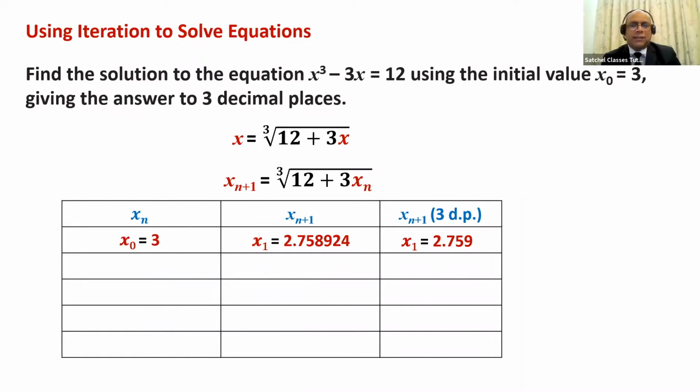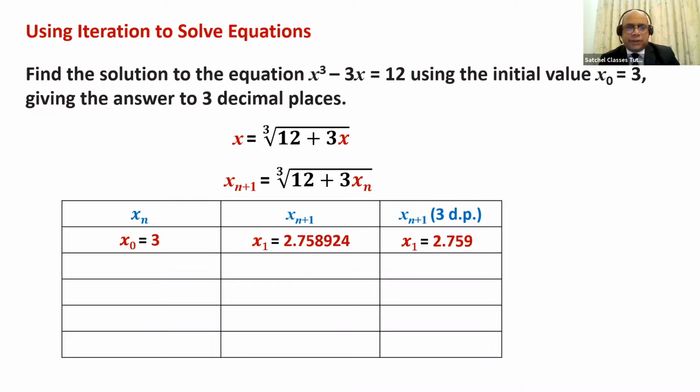That's why it is x1. The cube root of 21 is 2.758924, which when rounded to 3 decimal places, because we need the answer to 3 decimal places, x1 is 2.759. Now, what do we do in iteration?